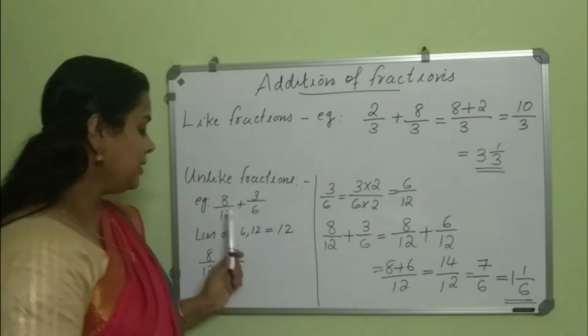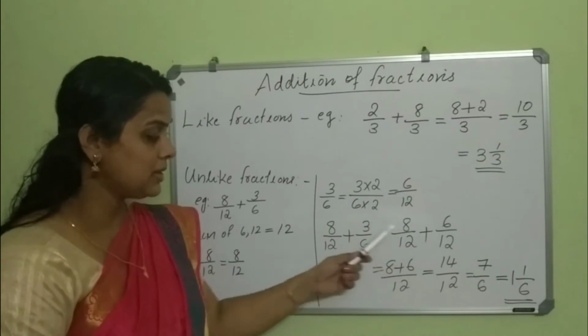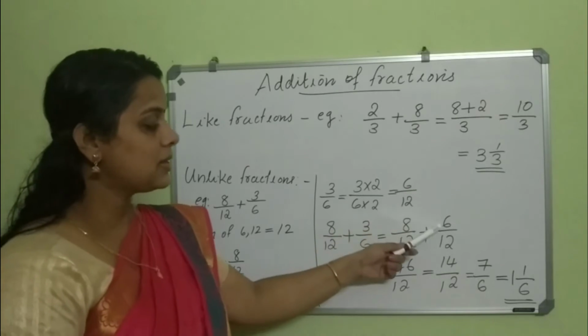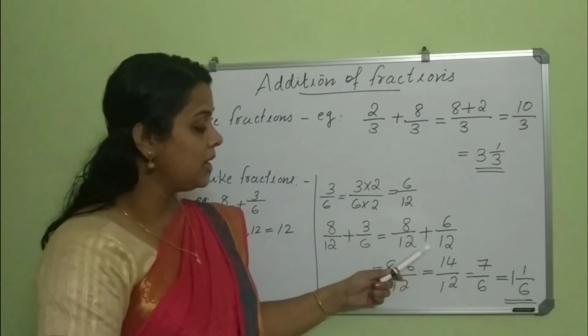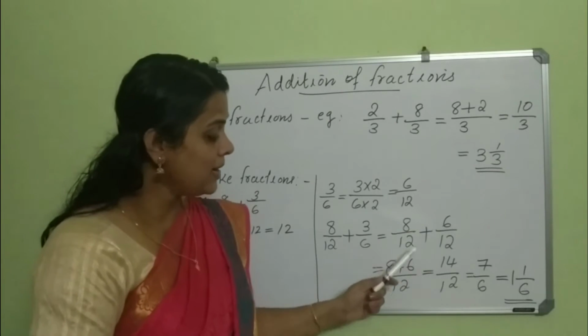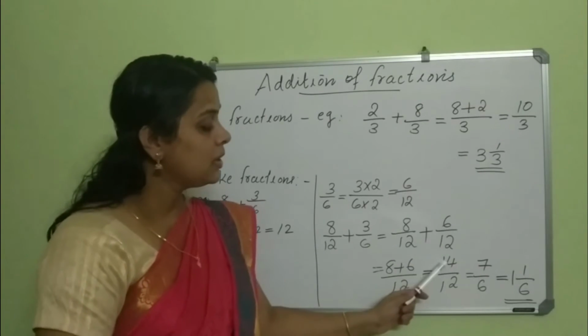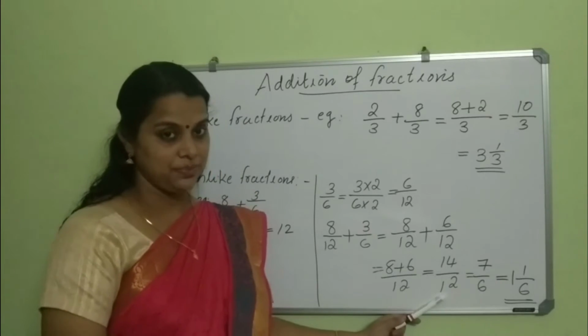Now we can add 8 by 12 plus 3 by 6, which is 6 by 12. Okay. Now we have like fractions. So we just want to add the numerators. That is 8 plus 6 by 12. That is 14 by 12.